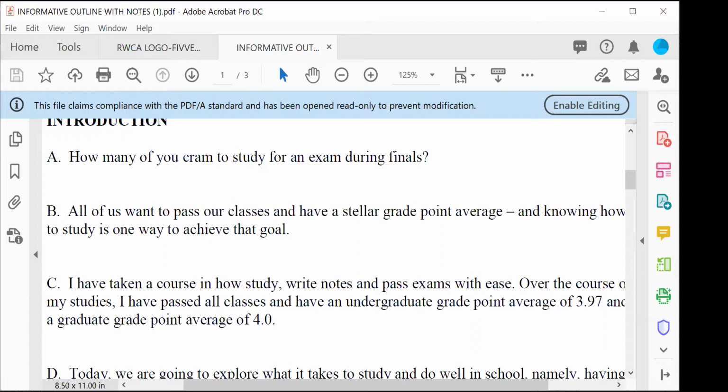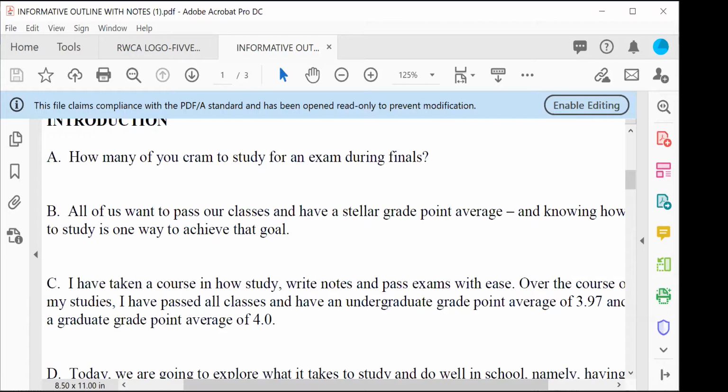This pretty much works because we're connecting by saying we all want to pass classes. Absolutely. We all want to have a good GPA. Sure. So then if you know how to study, that's one way to achieve that goal. Okay, then yeah, tell me more.